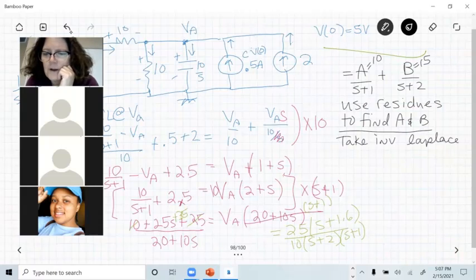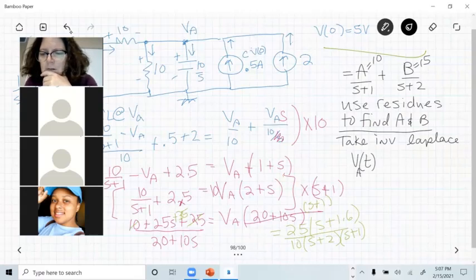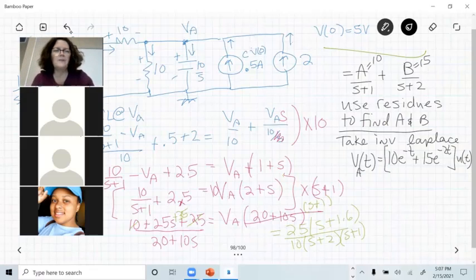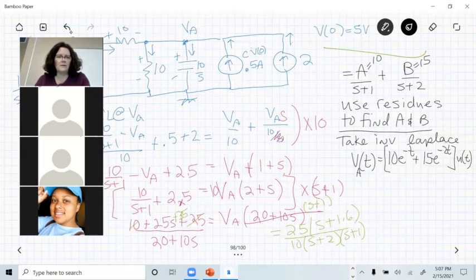And we have 10 over s plus 1. So my V of t, my VA of t, I think is what I've been calling it, is 10 e to the minus t plus 15 e to the minus 2t, all times my extraneous u of t, to remind myself that in taking the Laplace transform and the inverse Laplace transform, I've lost all information about anything that happened before t equals 0.